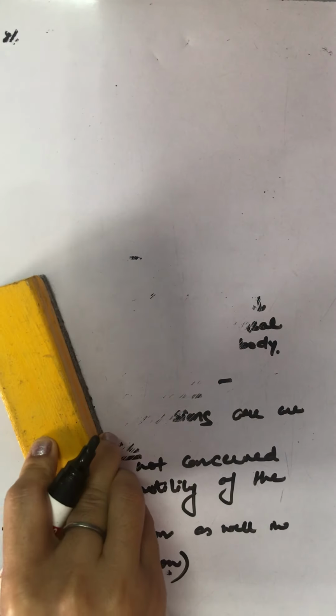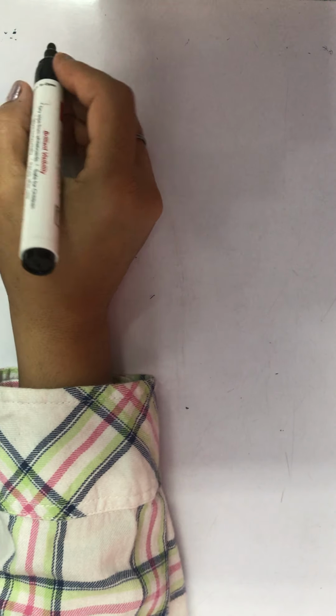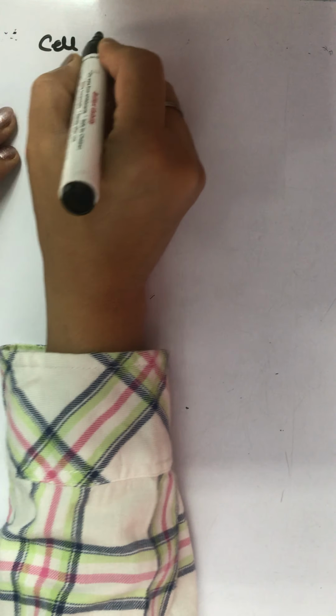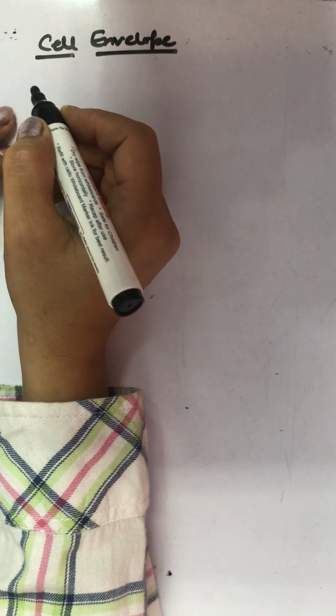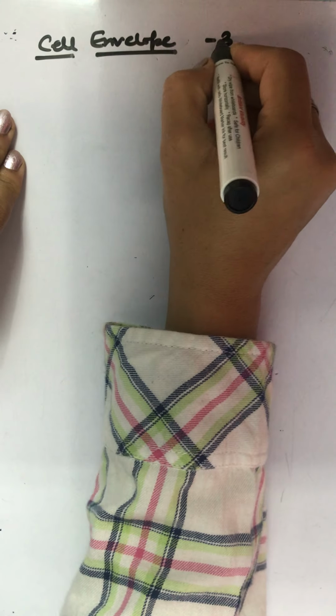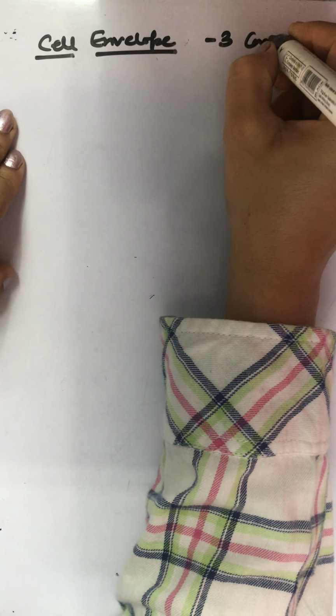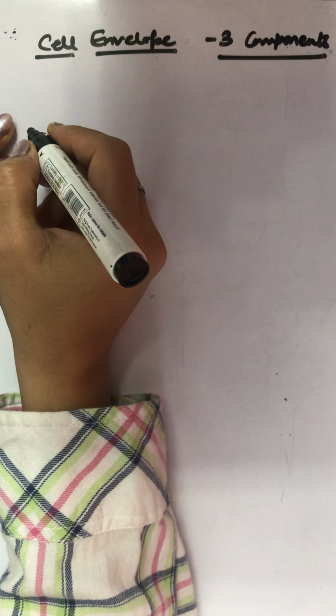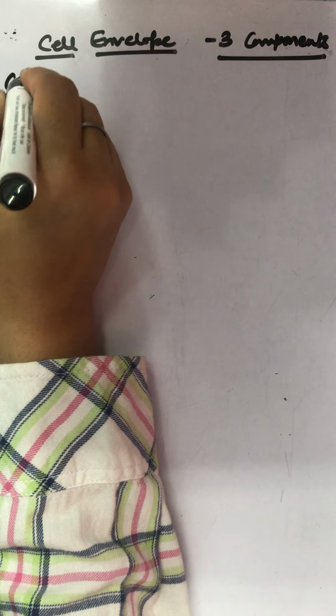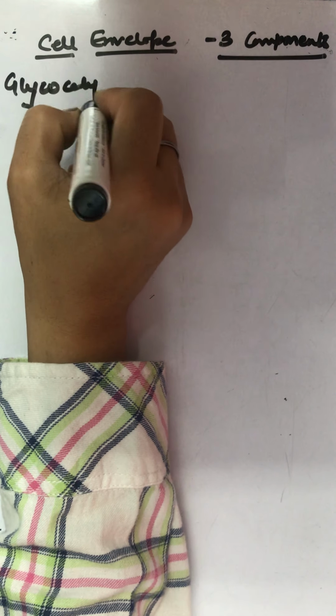Then moving next to the other features found in a prokaryotic cell. We first of all describe the cell envelope in detail. It is basically, as mentioned, made up of three components. In these three components, the first one is called glycocalyx.